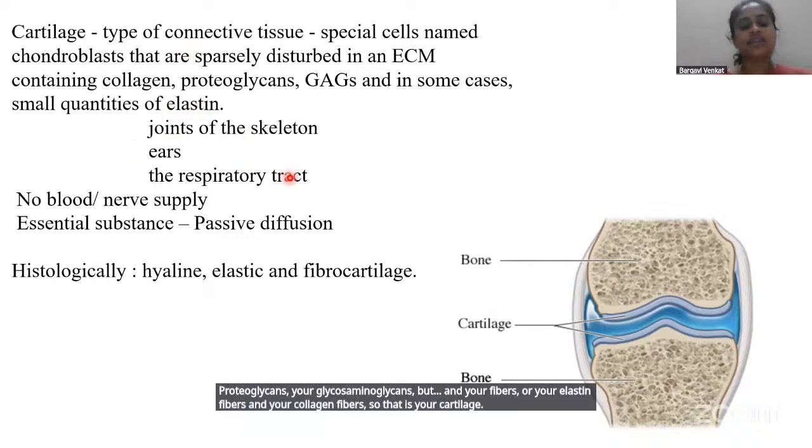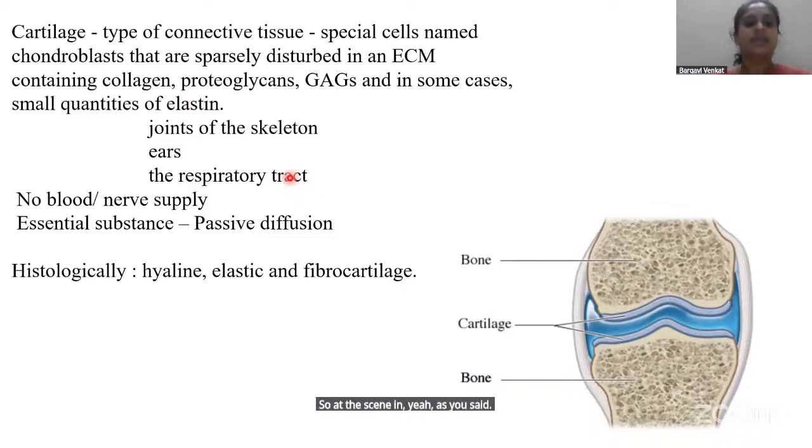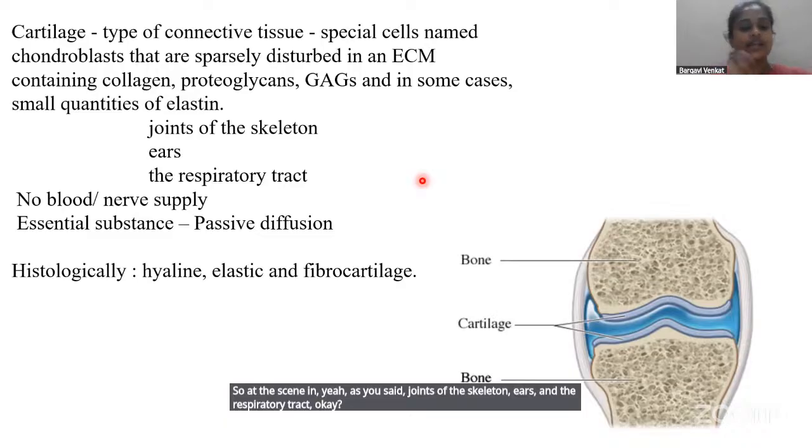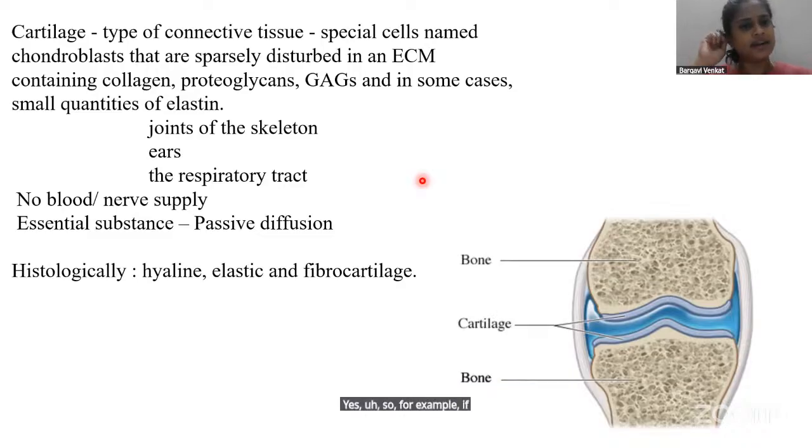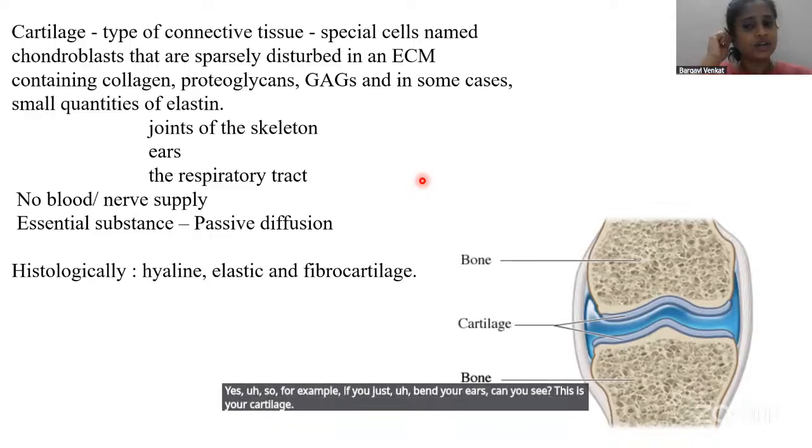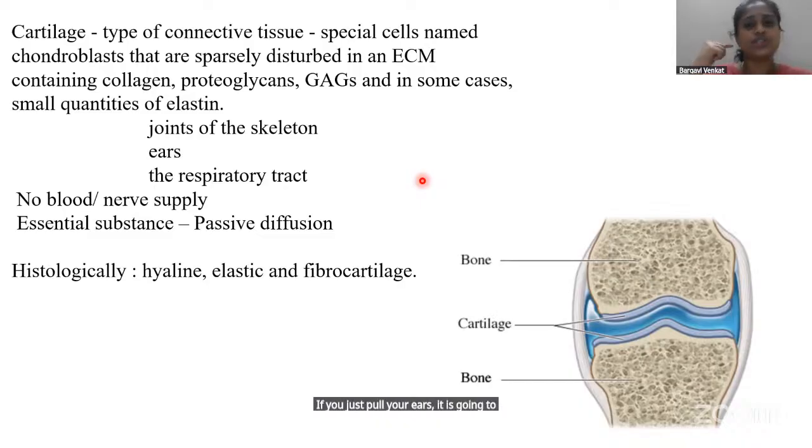It is seen in the joints of the skeleton, ears, and the respiratory tract. For example, if you just bend your ears, can you see this is your cartilage? If you bend or pull your ears, they are going to revert back to their original shape. It is because of the function of the elastin in your cartilage.